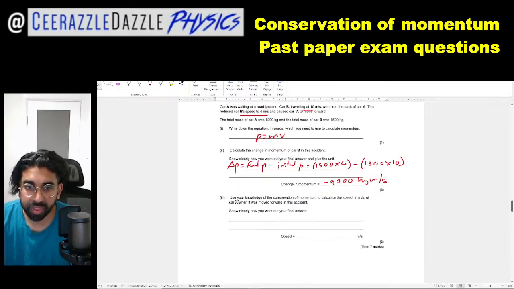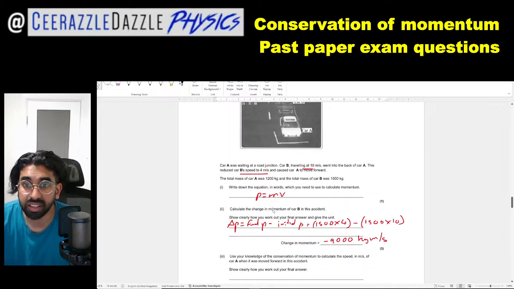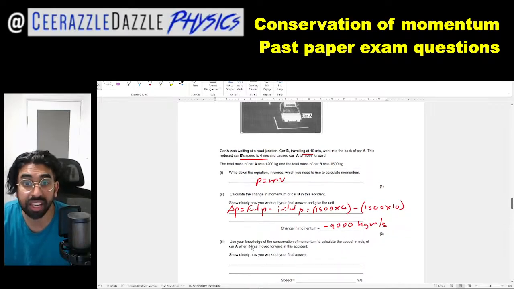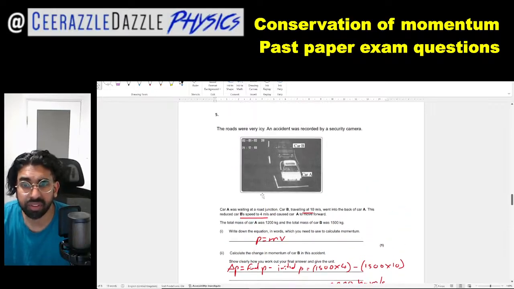Next one. Use your knowledge of the conservation of momentum to calculate the speed of car A when it is moved forward in this accident. Okay, so we're looking at the final velocity of car A in this accident. Right, so I'll just draw it out a bit nicer for us over here. We know that car B is here. So let's draw car B. And car A is there. This is my simple diagram.